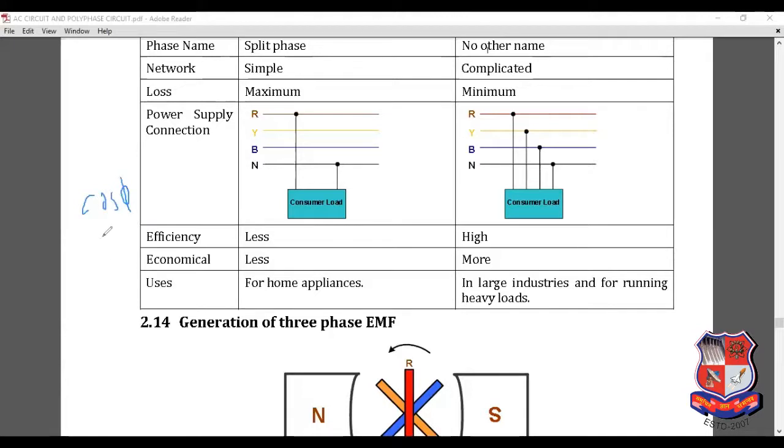The second definition of power factor is the ratio of resistance to impedance. Cos phi is equal to R by Z. This R stands for resistance and Z stands for impedance. Whenever we are talking about an AC circuit, it means we are dealing with the impedance only. In case of a DC circuit, there is only resistance.